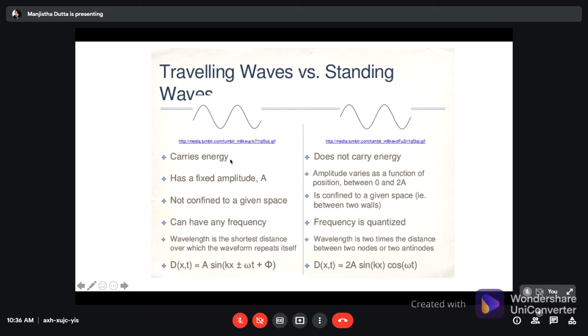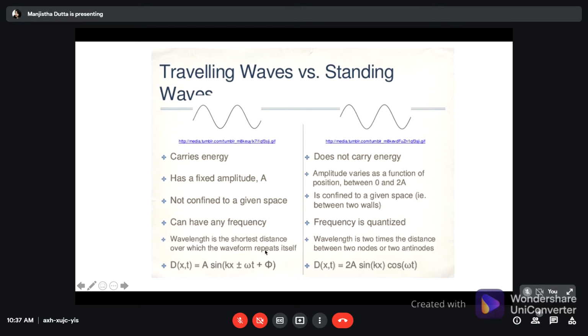First, this is the traveling wave. It carries energy, obviously, and the standing wave, because it is confined in space, does not carry any energy. The traveling wave has a fixed amplitude, and we know the standing wave amplitude is space dependent and varies from 0 to twice A. The traveling wave is not confined to a given space, while the standing wave is confined to a given space, to walls, so two fixed ends, maybe two walls or two ends of the string. It depends on what system you are considering where the stationary waves are formed.